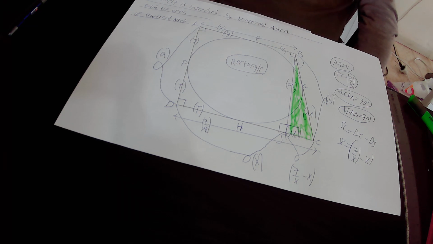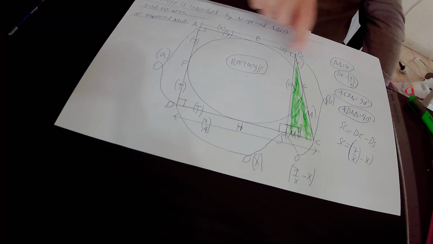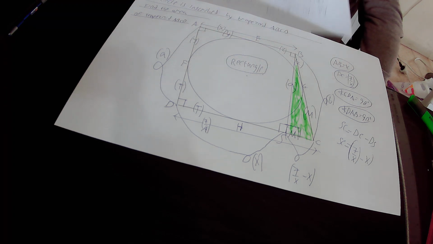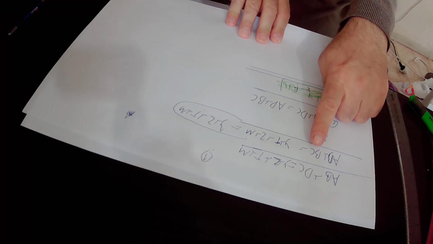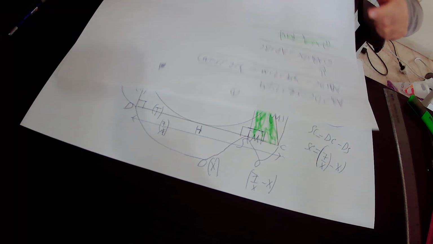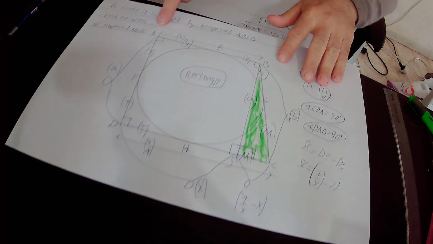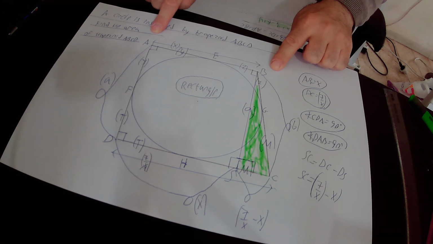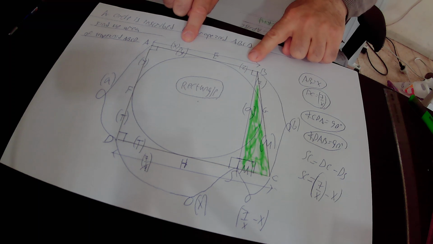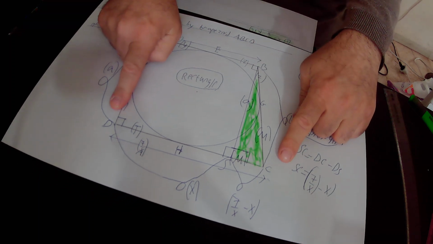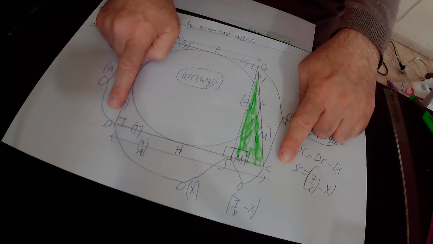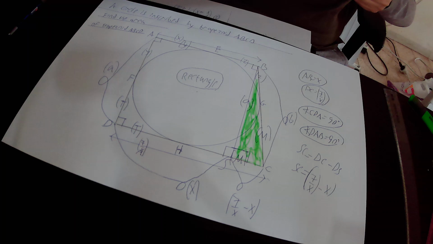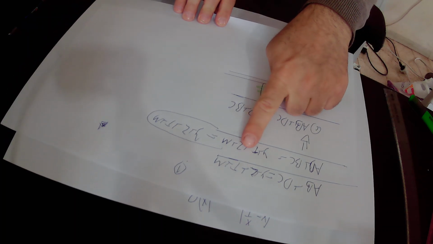In the next step, we added side AB to the opposite side DC. Again, AB plus DC. Here, we added side AB to side DC in the trapezoid ABCD. So AB equals Y plus Z, and DC equals T plus M. Therefore, in total, AB plus DC equals Y plus Z plus T plus M.